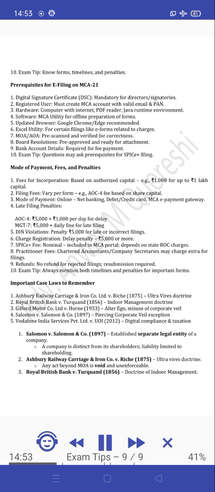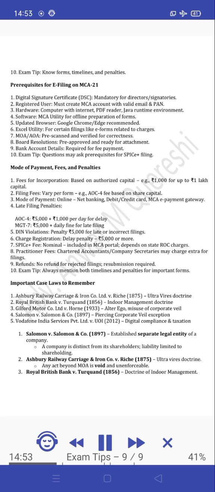Mode of payment, fees, and penalties. 1. Fees for incorporation: based on authorized capital, e.g., 1,000 rupees for up to 1 lakh rupees capital. 2. Filing fees: vary per form, e.g., AOC 4 fee based on share capital. 3. Mode of payment: online, net banking, debit or credit card, MCA e-payment gateway.